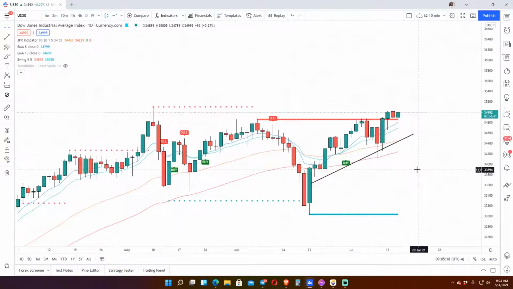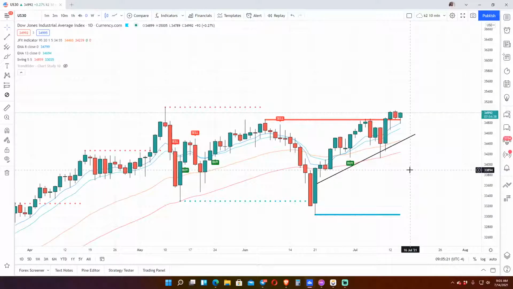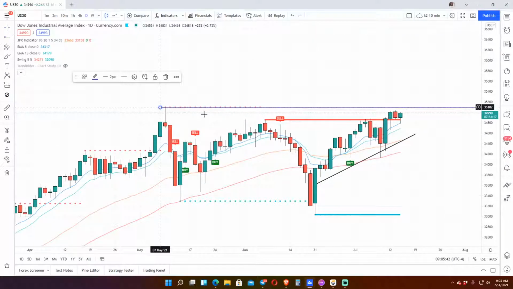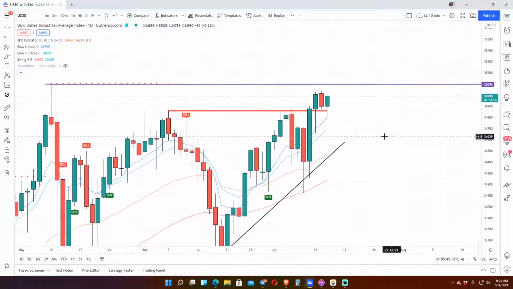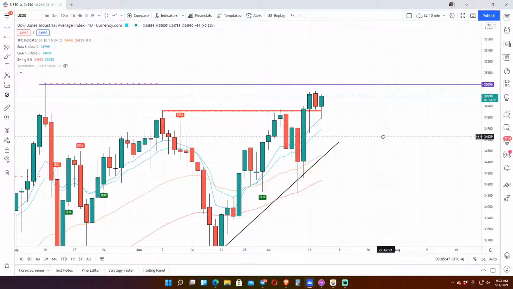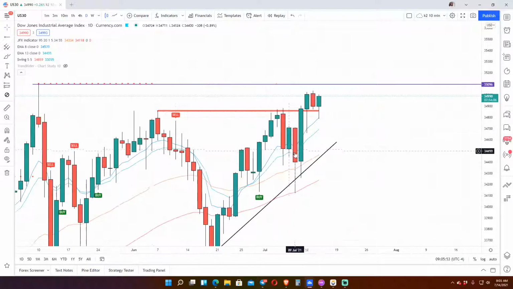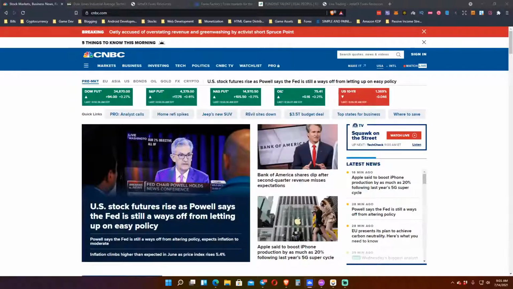So now price just needs to find its new resistance, and I guess this right here, from a previous time, is the old resistance level. So what I'm going to do here is put this horizontal ray here. And the way I see it, I think it's going to eventually break this level too. But anyway, we're going back to the fundamental news here.